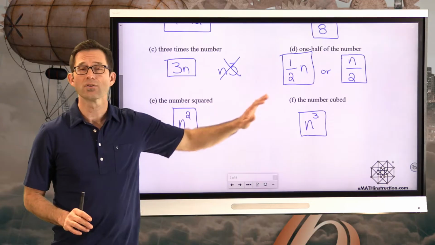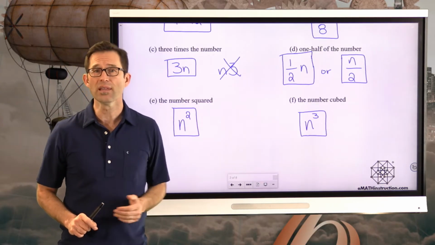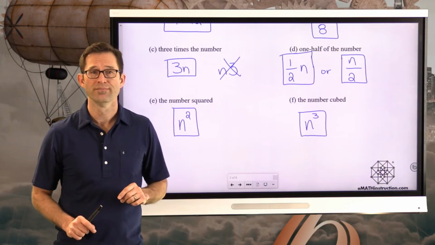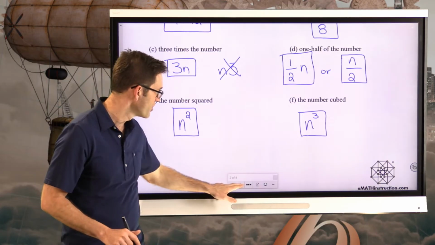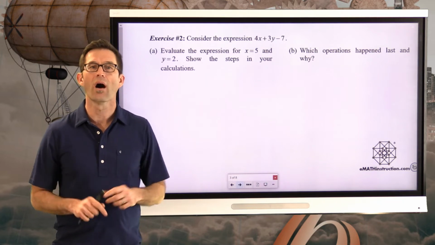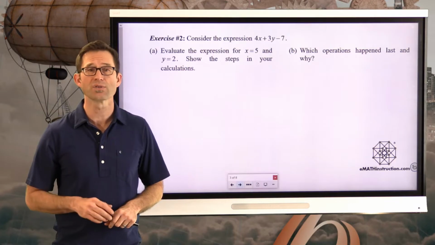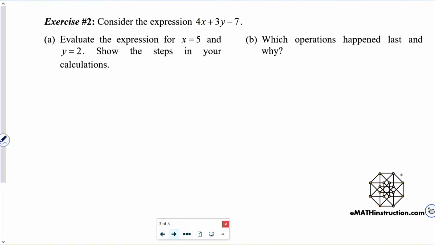Each one of these is an algebraic expression because they all have variables in them and they all have at least one operation. All right, let's keep moving on. Now, let's take a look at a little bit more of a complex algebraic expression. Exercise number 2. Consider the expression 4x plus 3y minus 7. Letter A, evaluate the expression for x equals 5 and y equals 2. Show the steps in your calculations.